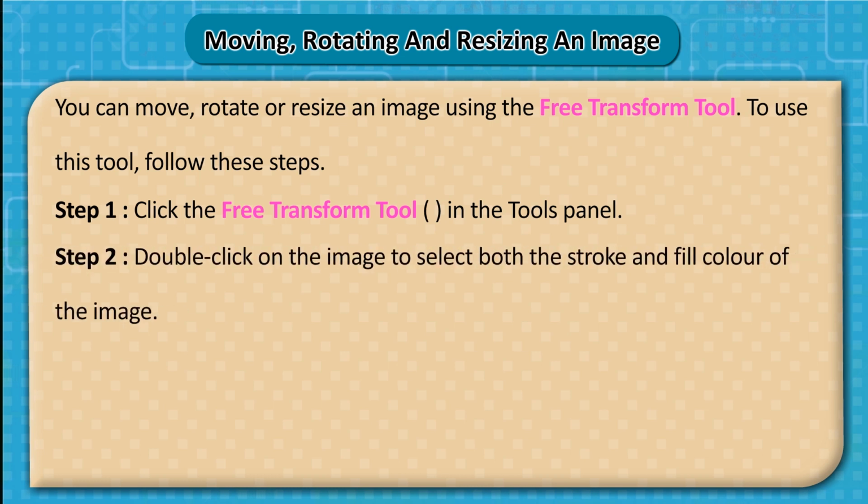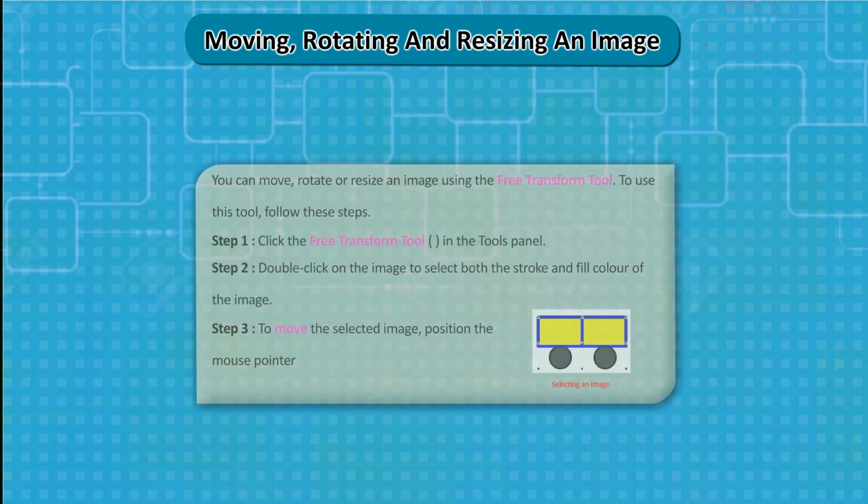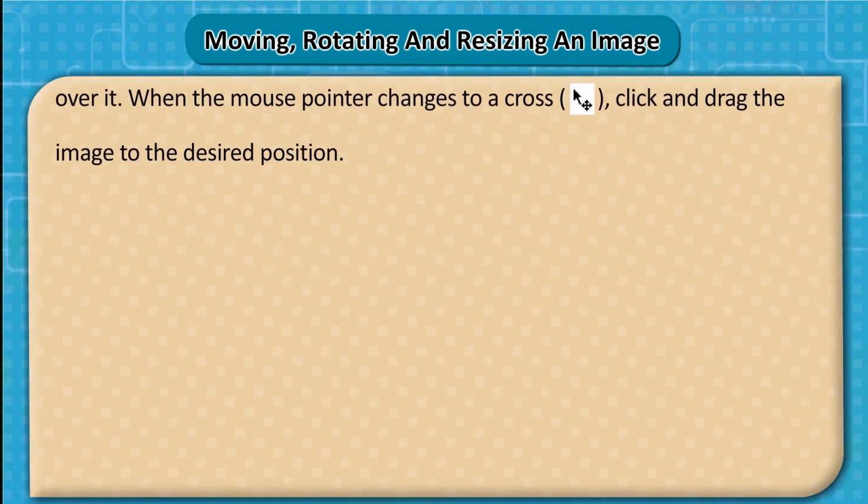Step 2. Double-click on the image to select both the stroke and fill color of the image. Step 3. To move the selected image, position the mouse pointer over it. When the mouse pointer changes to a cross, click and drag the image to the desired position.